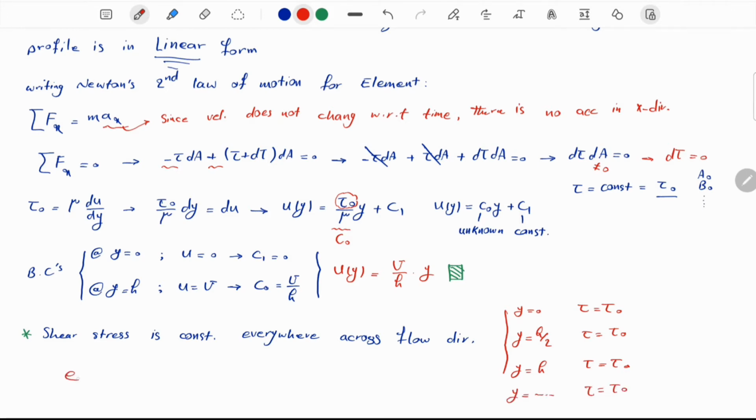The exact value for tau naught equals mu times the derivative of u with respect to y. This coefficient is capital U over h. This is the exact value for tau naught.